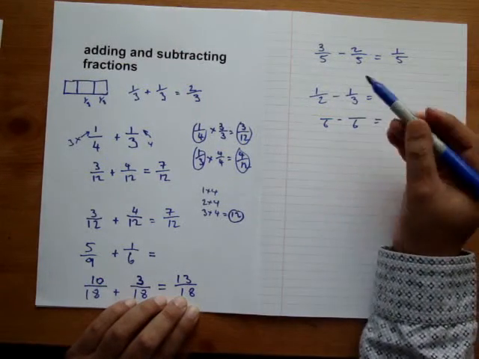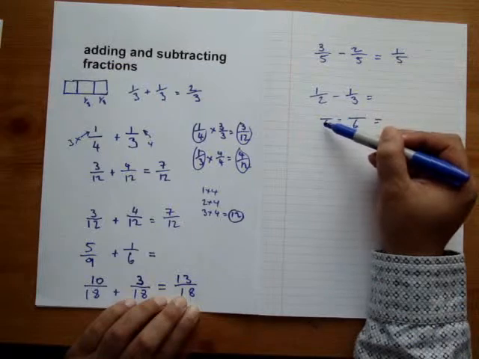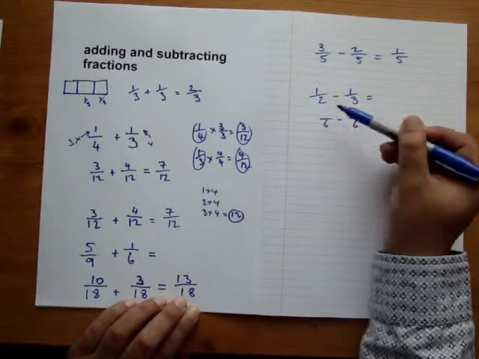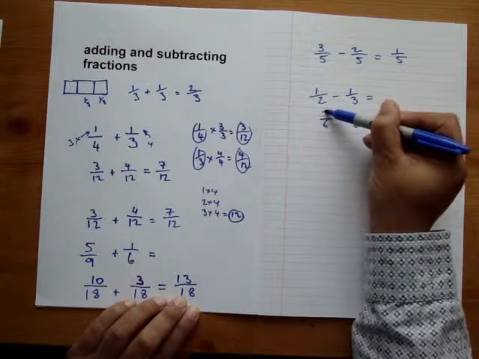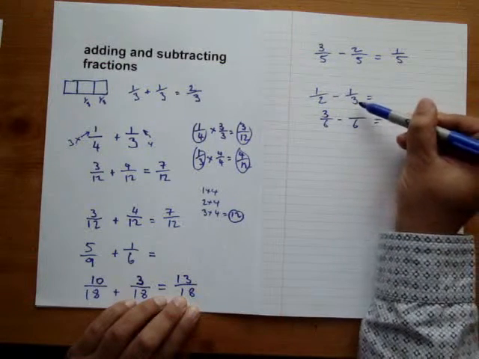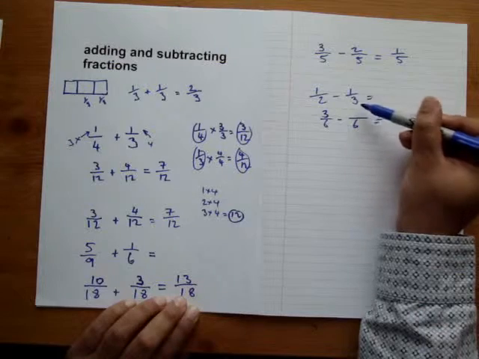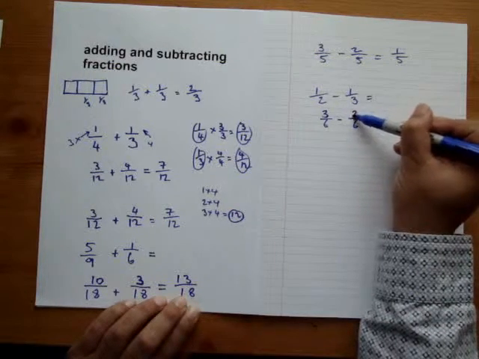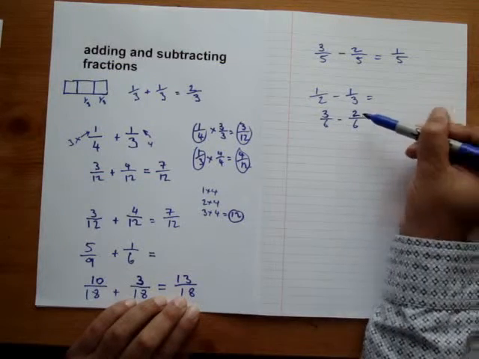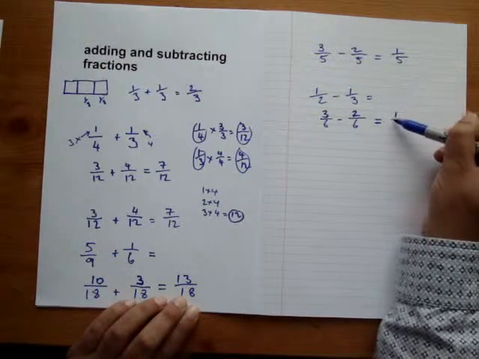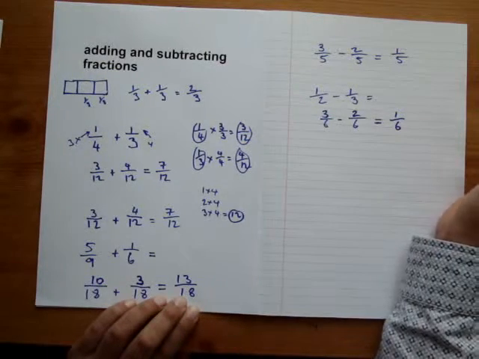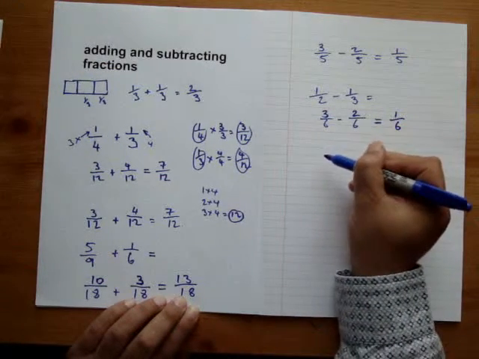Now we do to the top exactly what we did to the bottom to get a 6. So what do we do to the 2 to get a 6? Multiply by 3. So multiply the top by 3, get 3. What did we do to the 3 to get a 6? We multiply by 2. So multiply the top by 2, we get a 2. Now we carry out the subtraction. 3 minus 2 is 1, and the answer is 1/6. Let's do another one.